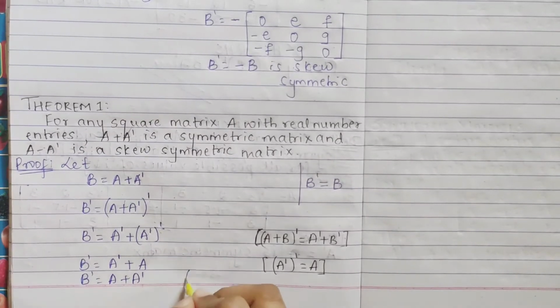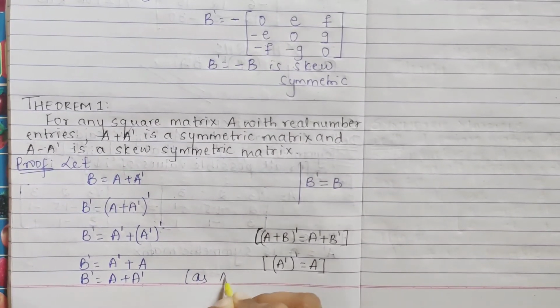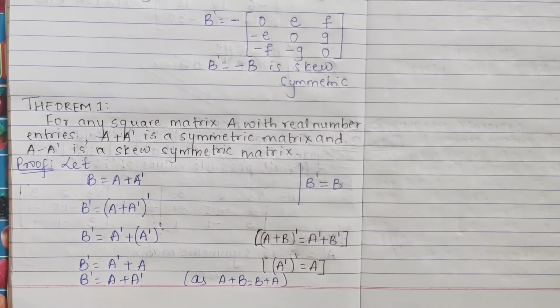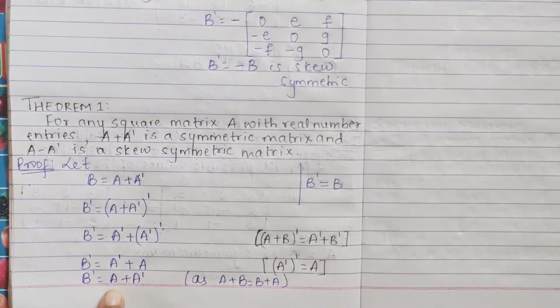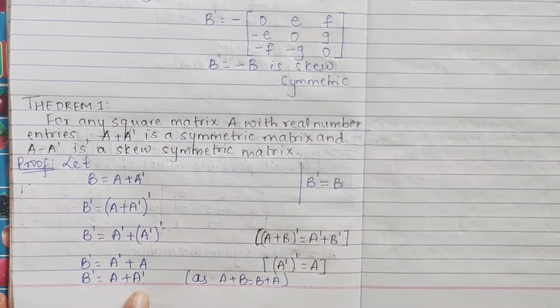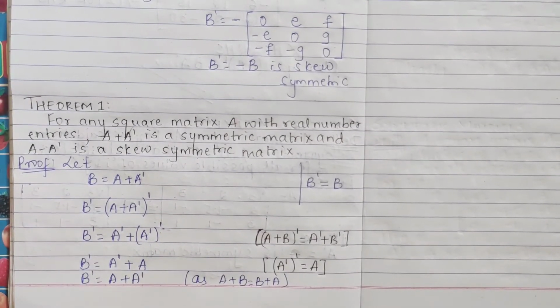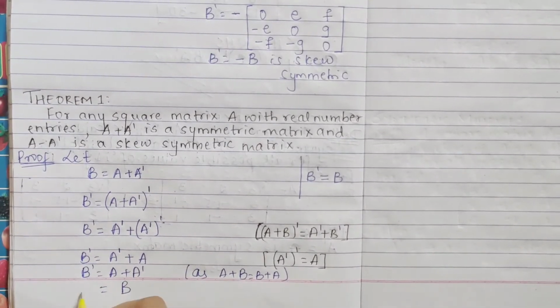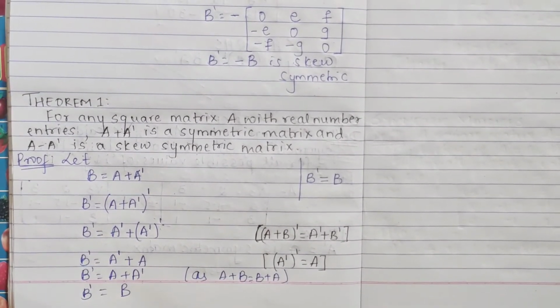As you write, A plus B is equal to B plus A. In the same way, A transpose plus A can be written as A plus A transpose, and this is nothing but equal to your B. So you can see B transpose is equal to B.